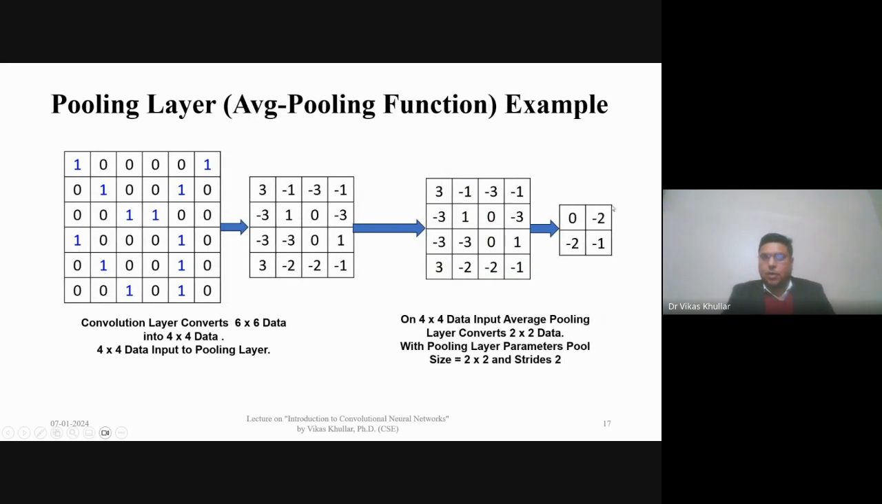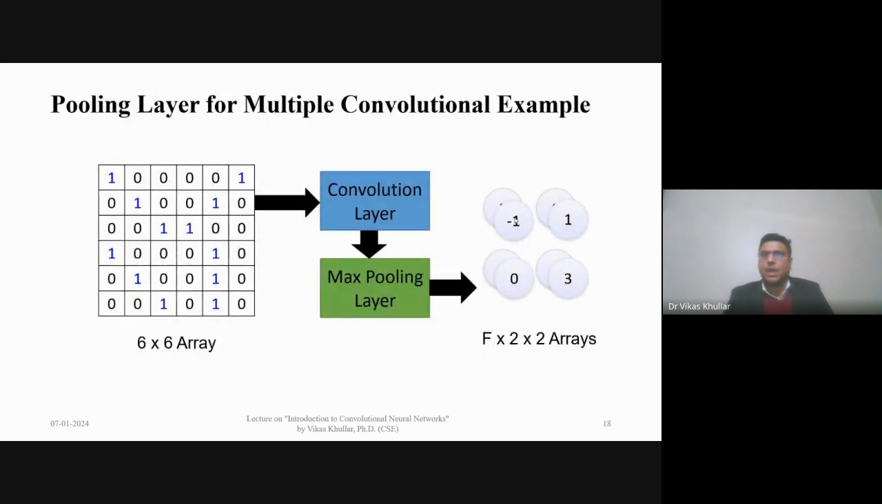Now we'll see, here the average pooling function is getting applied. For example, similarly the input is same, the filtered outcome is same, and now when we apply averaging, the average of 3, minus 1, minus 3, 1 is 0. Minus 3, minus 1, 0 and 3 is 2. Similarly, minus 2 and 1 are the outcomes.